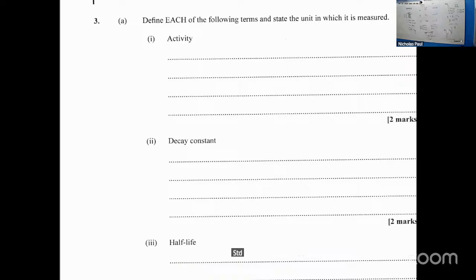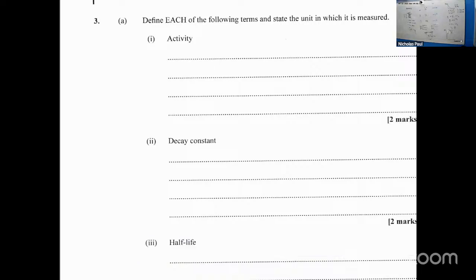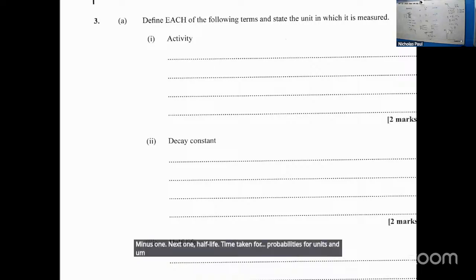Next one, half-life. Decay constant is the probability per unit time that a nucleus will decay. Half-life is the time taken for half of a present element to decay. SI unit will be time, right? Second.